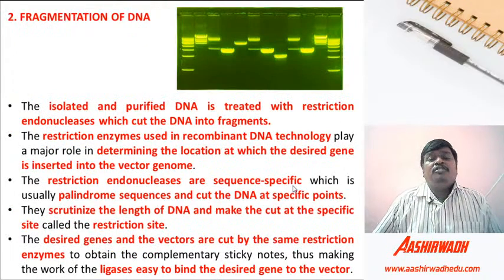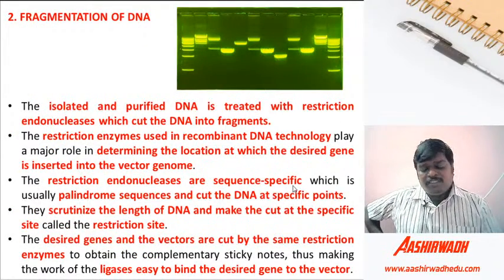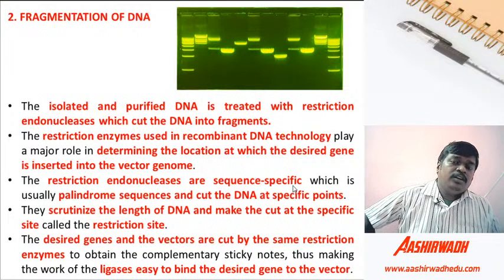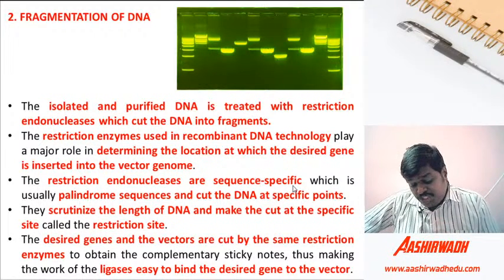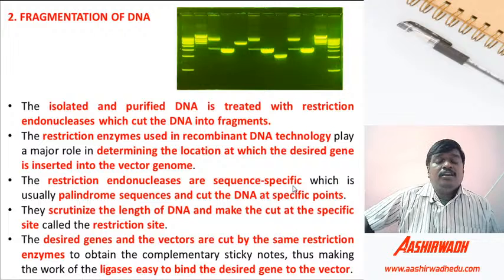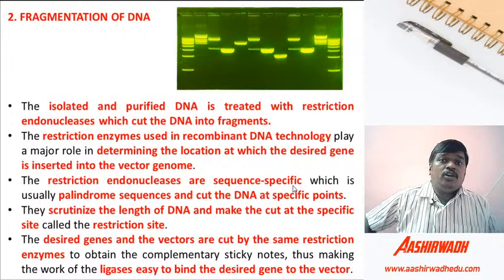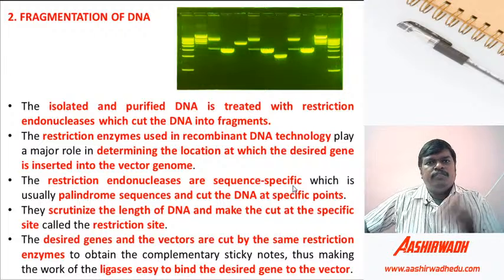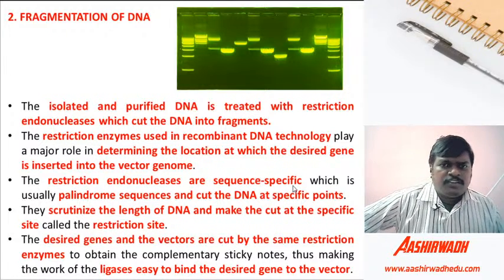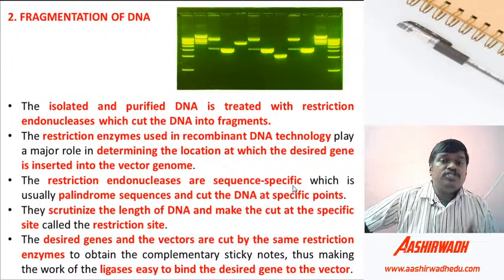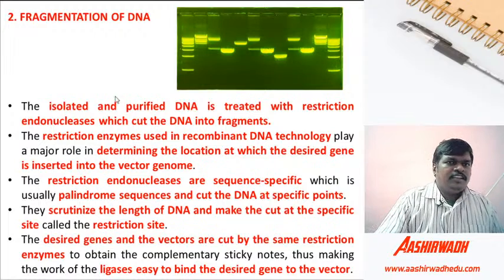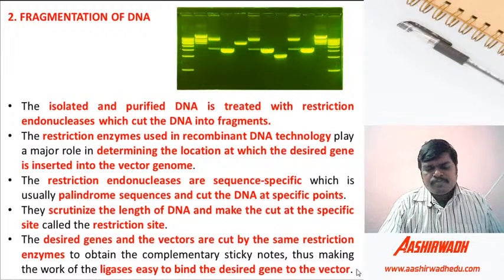Second step is fragmentation of DNA. Similarly, by this method we can even take the gene of interest from the donor organism. Similarly, the other easy method, we can take out the vectors from E. coli bacterium. Also we can use the previous method. Next is the fragmentation of DNA.